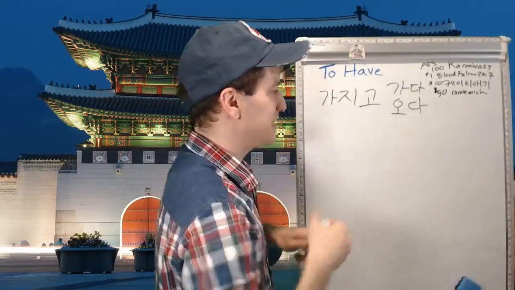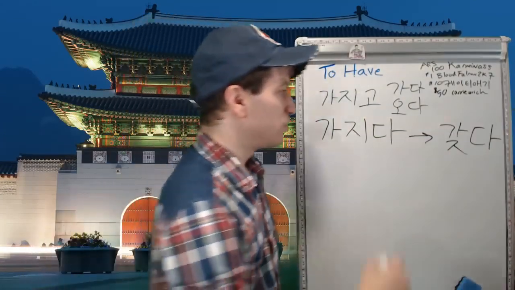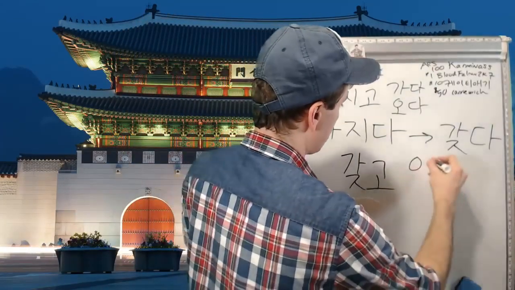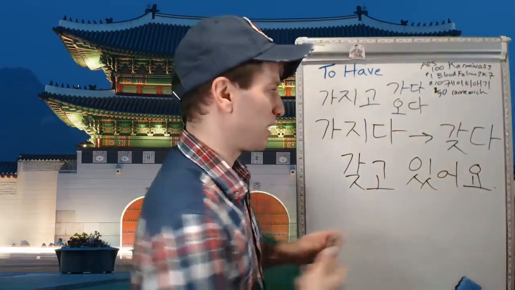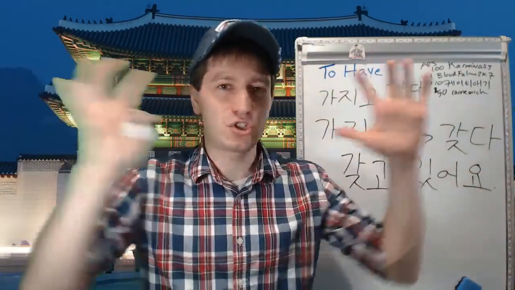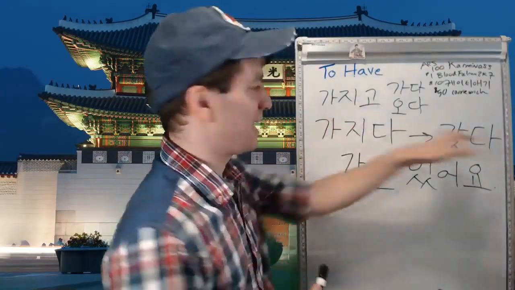Another thing, 가지다 is often shortened to 갖다. So you could just say 갖고 있어요. And this means the exact same thing as 가지고 있어요. 갖다 is simply a shortened version of 가지다. There's no difference in meaning between 가지다 and 갖다.